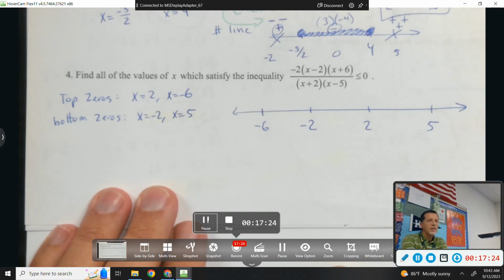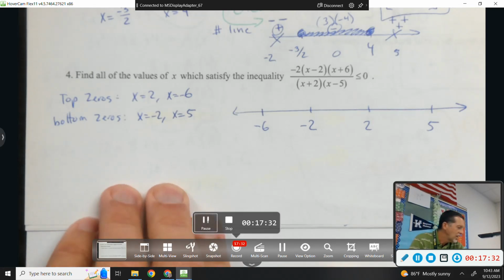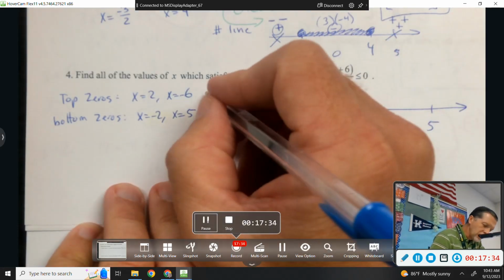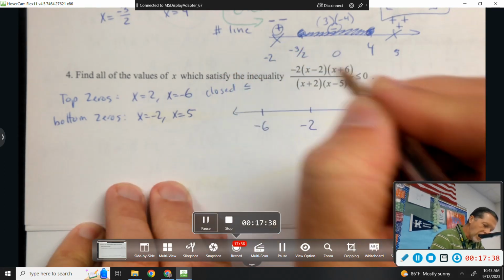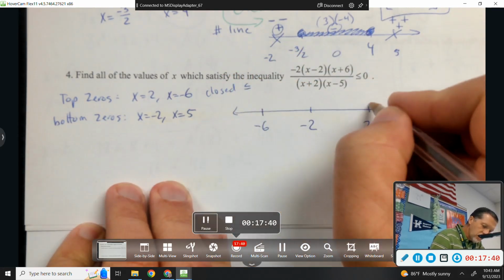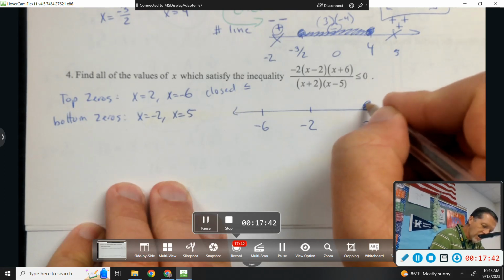All right, open circles or closed circles? Trick question. The top numbers are going to be closed because of the equal sign. So 2 and negative 6 are closed.